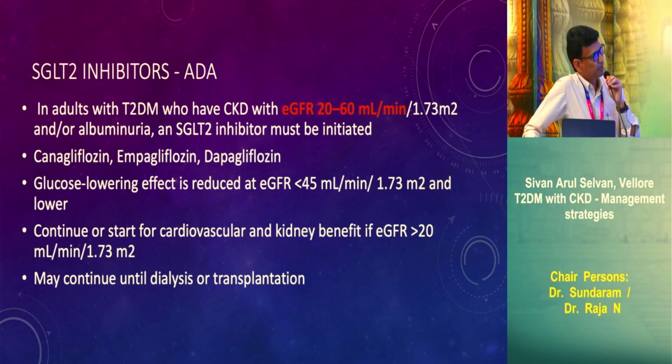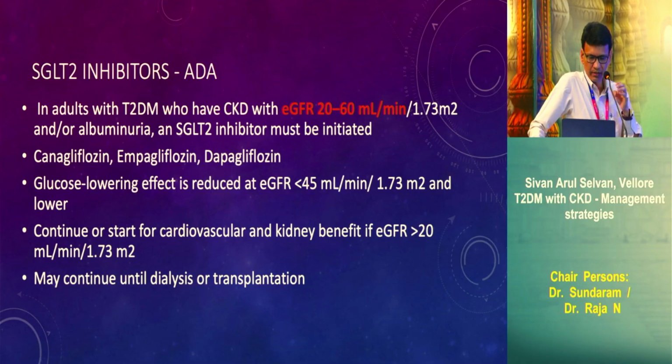So that's why ADA now clearly recommends that any patient with type 2 diabetes with CKD with GFR of 20 to 60, plus or minus albuminuria, SGLT2 must be initiated. It's not a maybe or can be, it must be initiated. It's a class 1 recommendation. And all three drugs have shown benefit.